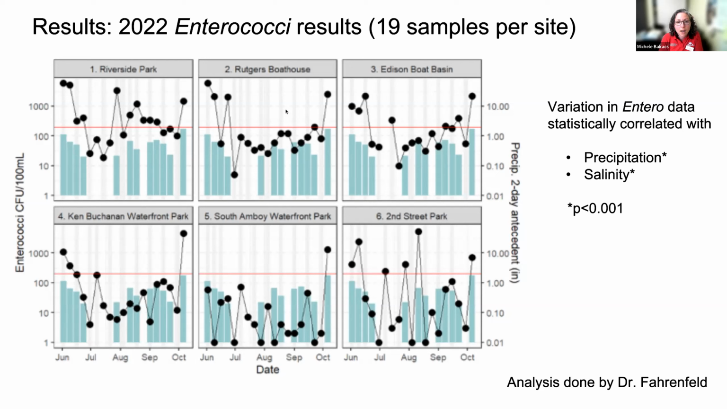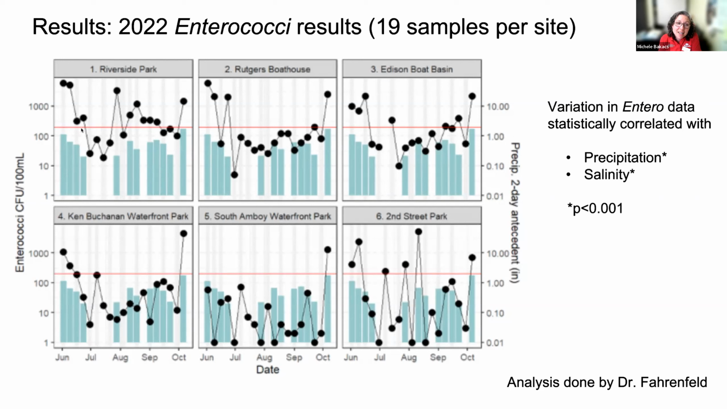And then you can look at each site this way, and you can see for each site what the results were. This is just for 2022. And then these blue bars here show precipitation. On the left side here is enterococci, and all the way on the right here is precipitation, 2-day antecedent precipitation. How much rain did we get 2 days prior to sampling?